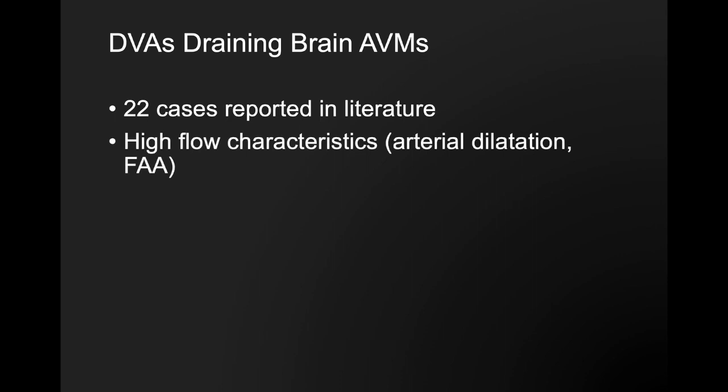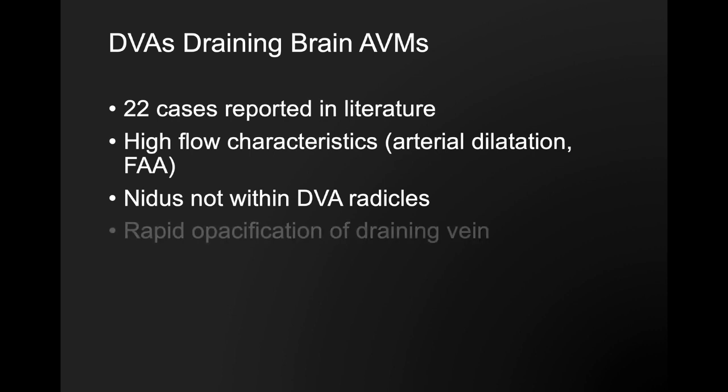Now, DVAs can also drain brain AVMs. There's about 20 cases reported in the literature. In these cases, you have a normal AVM with all the high flow characteristics, but the DVA just happens to be in the way. Now, was it involved in the AVM formation in the first place? Possibly, but it's hard to prove. But in these cases, the nidus is not within the DVA radicals. So in the transitional venous anomaly, it is within the venous radicals. In the DVA draining brain AVM, it's not within the venous radicals of the DVA. You actually get rapid opacification of the draining vein.